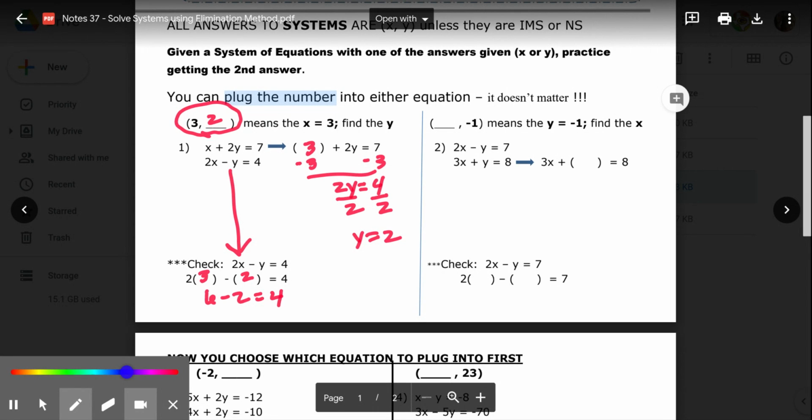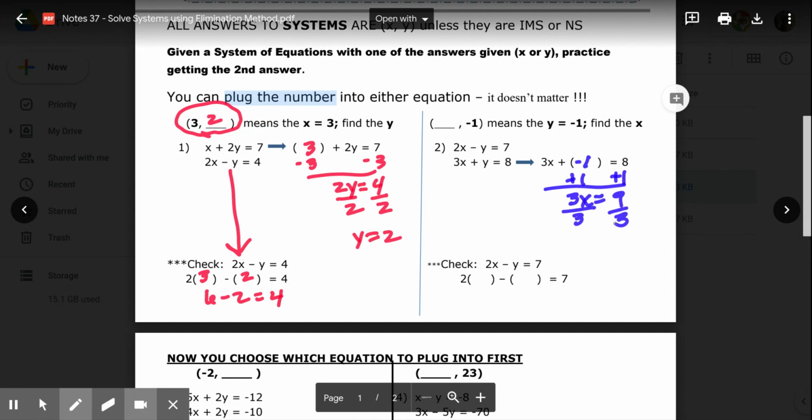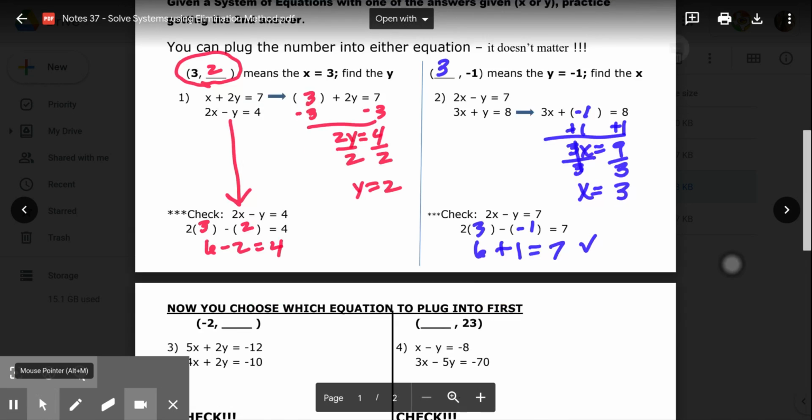Problem 2. This time negative 1 is given for y, not x. So I'm just going to use that second equation. So I'm going to put a negative 1 right here in place of y, and then a 2-step equation. I add 1 to both sides, so I get 3x equals 9. Divide both sides by 3, and x equals 3. And then you can check it into either equation. So here's a 3, here's a negative 1, so this is 6 plus 1, and that does give me 7 to check out.